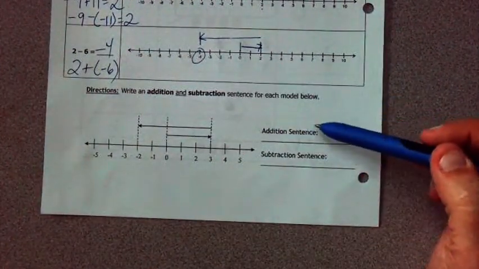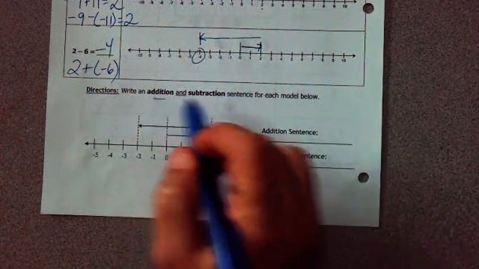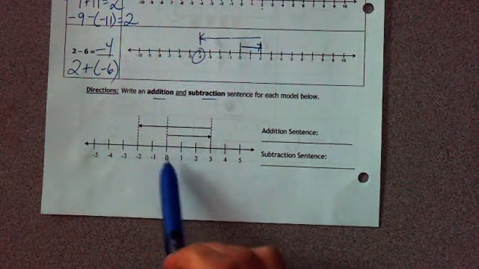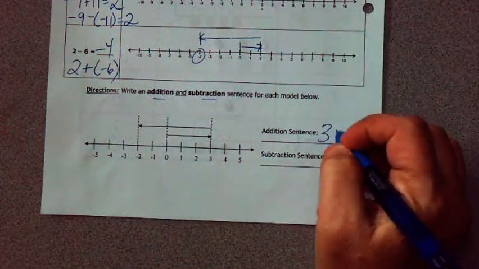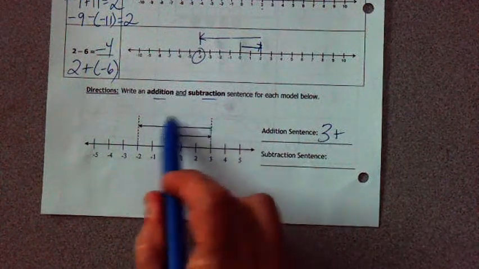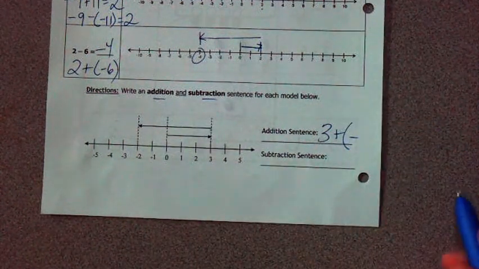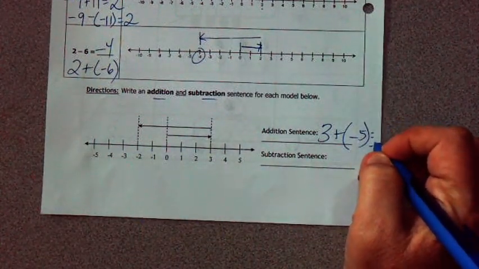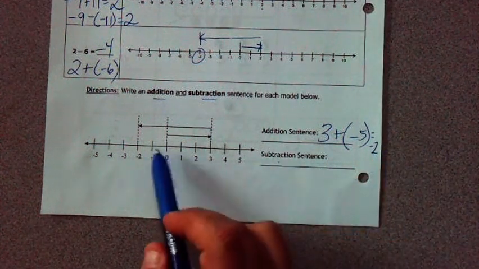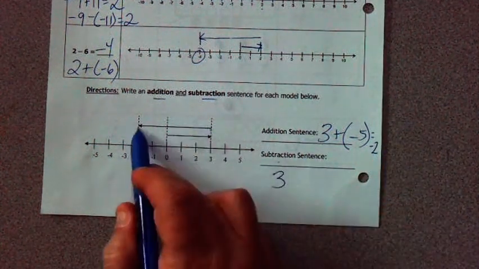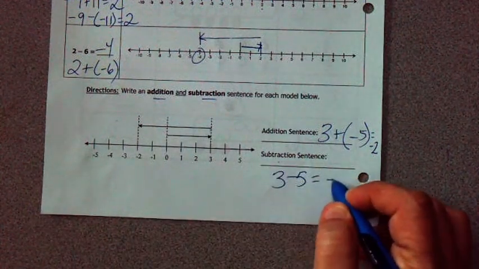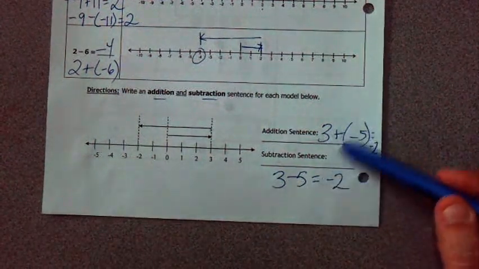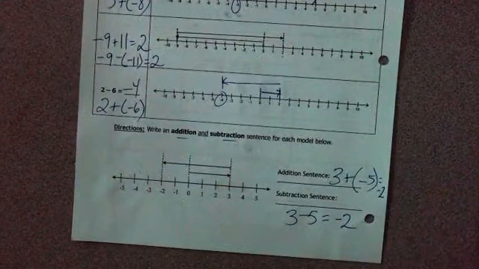There's one just like this on the quiz tomorrow, so make sure you look at this one carefully. We need an addition and a subtraction sentence that matches this number line. So addition, I think, is a little easier, so we'll start with that one. 3 plus, what would this number be? It's a negative, we're going in that direction. 1, 2, 3, 4, 5. So 3 plus a negative 5 equals negative 2. If I write this as a subtraction sentence, it would be 3 minus 5 equals negative 2. Make sure that you're able to write your number sentences as addition or subtraction.